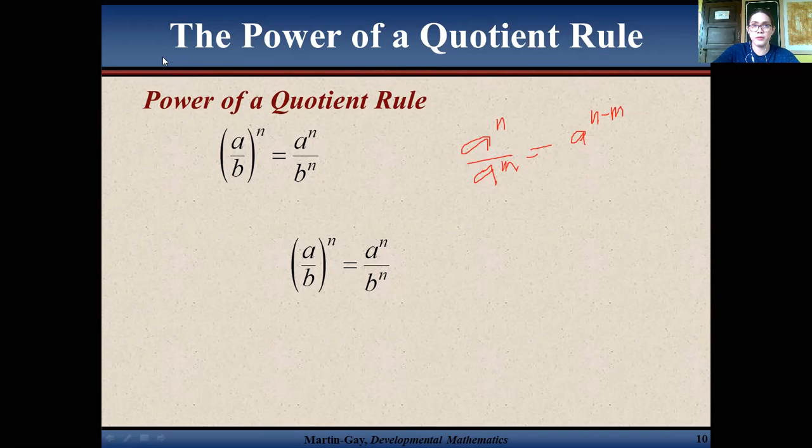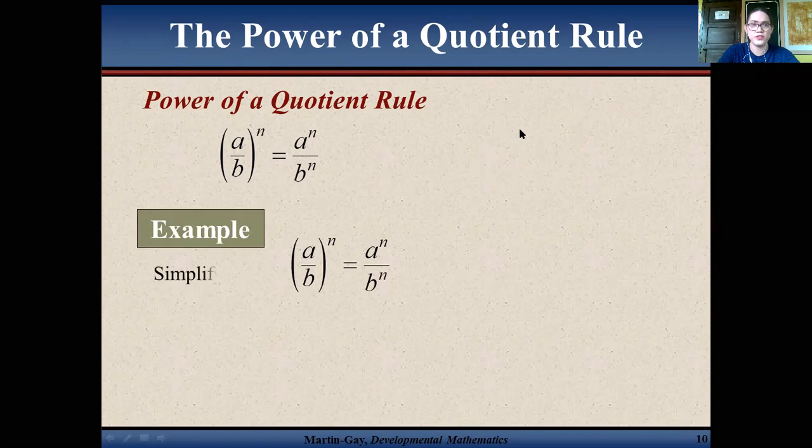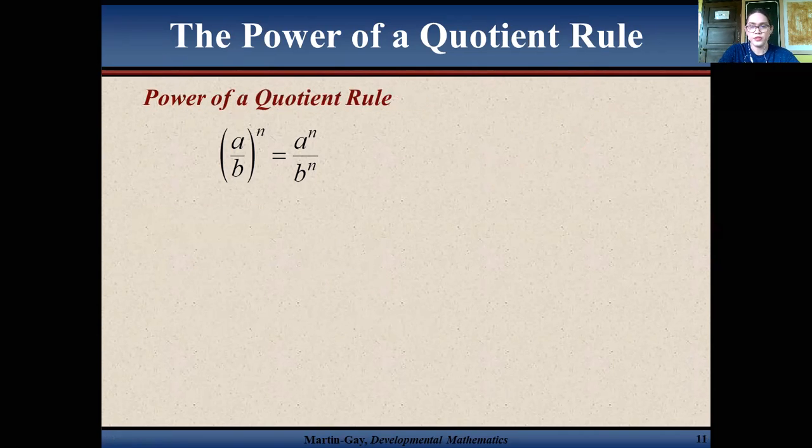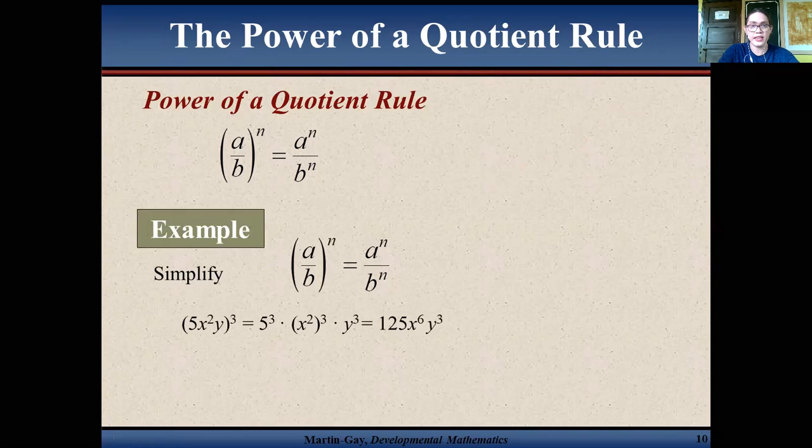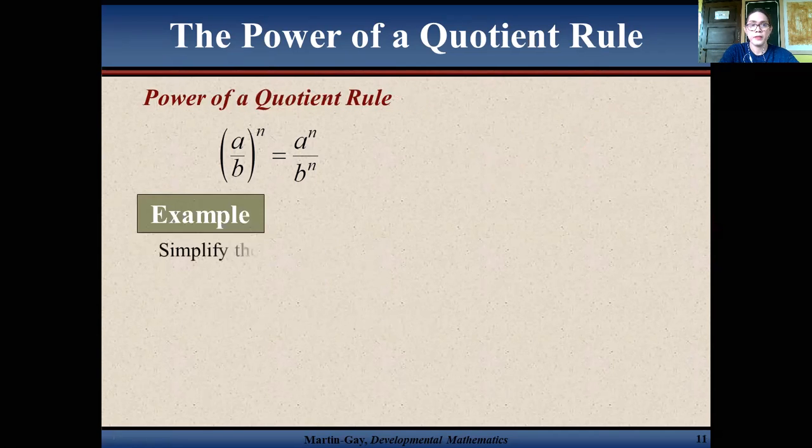So I hope you'll be able to distinguish the rules for the quotient in evaluating exponential expressions or even in algebraic expressions. So now let's have an example. In the example that we have, as I have said, we have (5x squared y) quantity cubed. To simplify it, that gives you 125x to the power of 6y cubed.